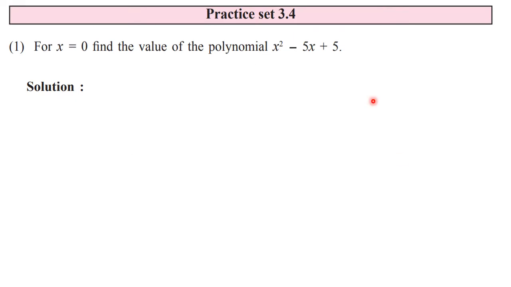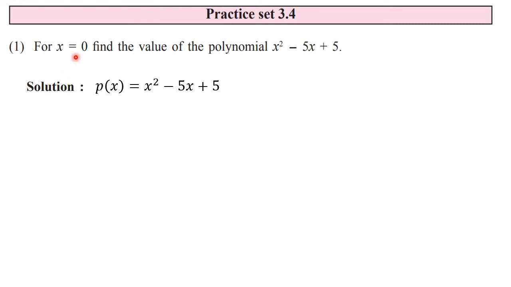So we will start with practice set 3.4, which is based on the concept of value of the polynomial. So the very first question here is for x is equal to 0, find the value of the polynomial x square minus 5x plus 5. Okay. So in the polynomial, let us take this polynomial as p of x. Always write it as p of x. So p of x is equal to x square minus 5x plus 5.